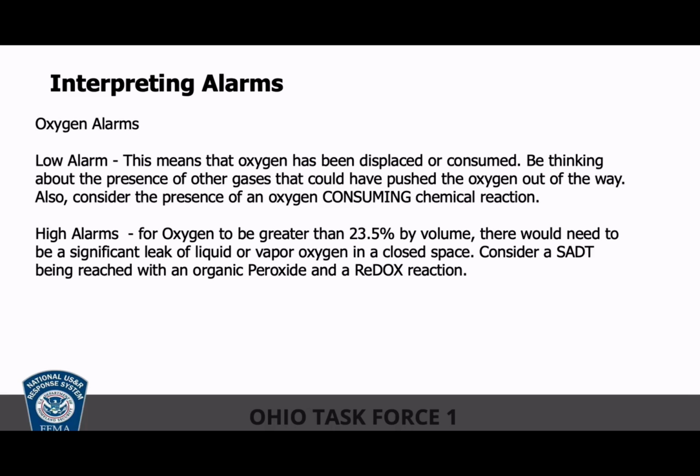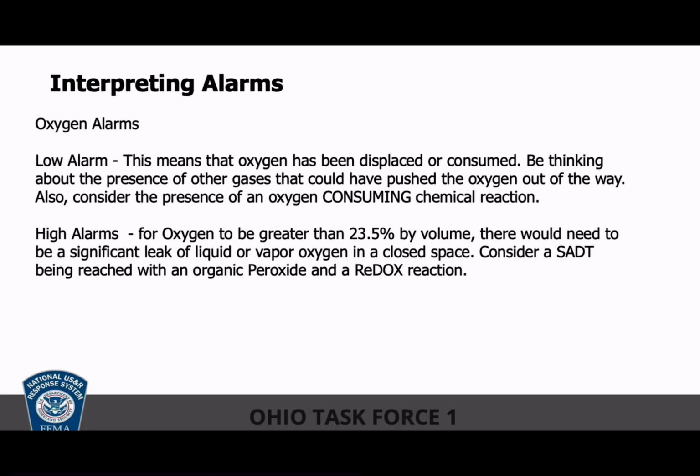There is nowhere in our atmosphere, in our Earth, where it naturally has a high oxygen concentration above 23.5%. So there would need to be a significant leak of vapor oxygen or liquid oxygen, like maybe we're responding to a medical facility and a mainline oxygen from liquid oxygen has ruptured and it's rapidly expanding and causing vapor oxygen to be in the atmosphere. That's a huge problem, but it's also easy to figure out the source.